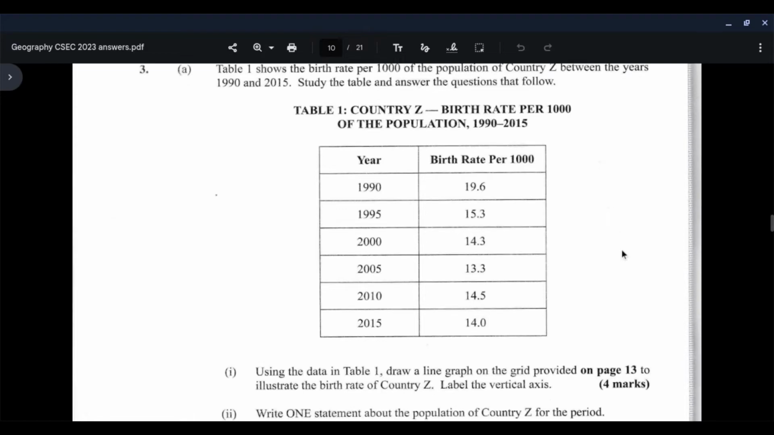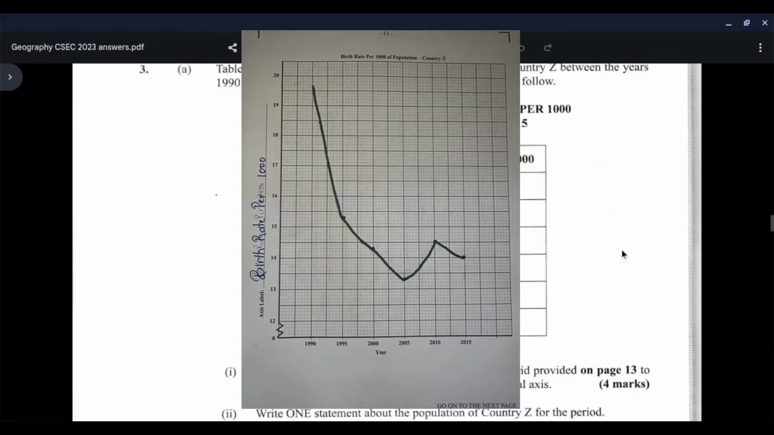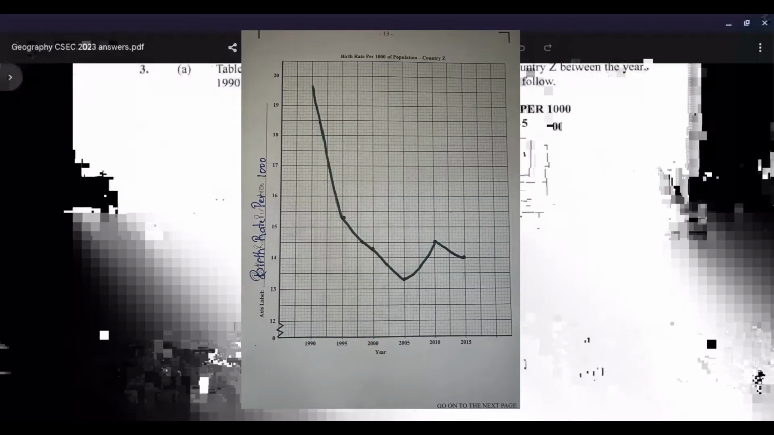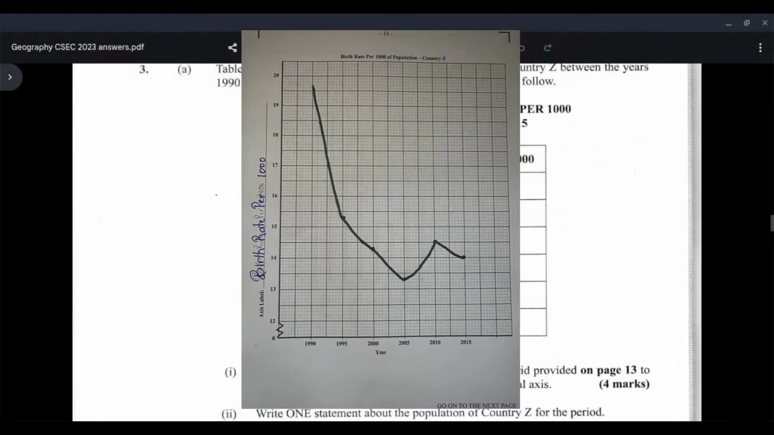Now the first part of the question asks that, using the data in table 1, you're to draw a line graph on the grid provided to illustrate the birth rate of country Z. You're to also label the vertical axis, and that's all of 4 marks. So this is how your line graph should look. What you're doing is plotting the birth rate per 1,000 against the years. The years are at the bottom, and on the vertical axis we have the birth rate per 1,000.